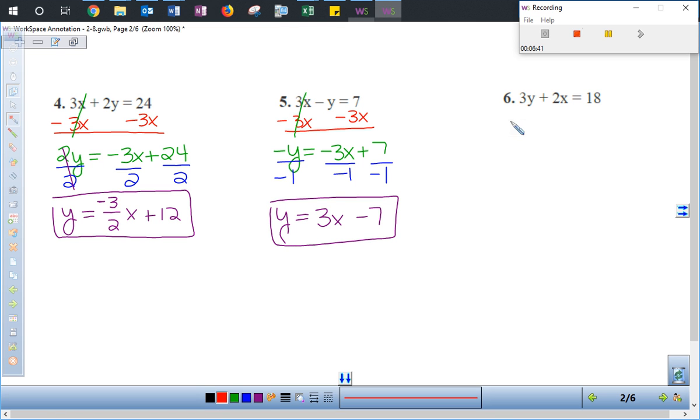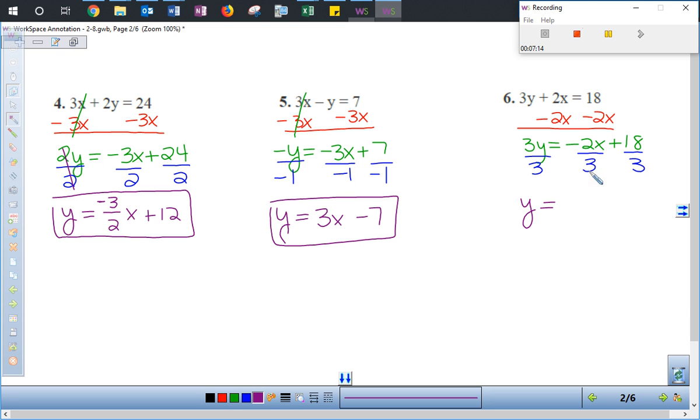On number 6, we're going to subtract. Be careful here because I switched the order of the variables. We still want the y by itself, so I need to subtract the 2x from each side. And that's going to leave me with 3y equals negative 2x plus 18. And then we'll divide each term by 3.